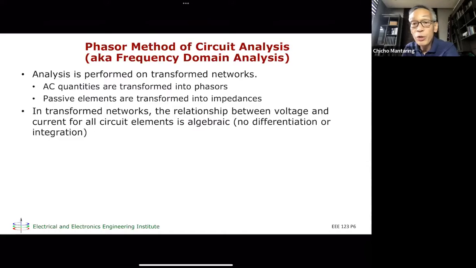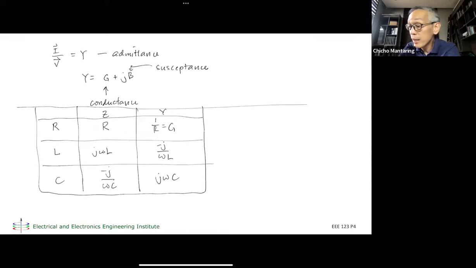Now you'll notice that the relationship between voltage and current for all circuit elements in the phasor domain is algebraic. Wala tayong integration, wala tayong differentiation. And that can be seen from here. The ratio of V over I for all these elements is really just a constant depending on the circuit parameter. These are fixed, these are constants depending on the circuit parameter.